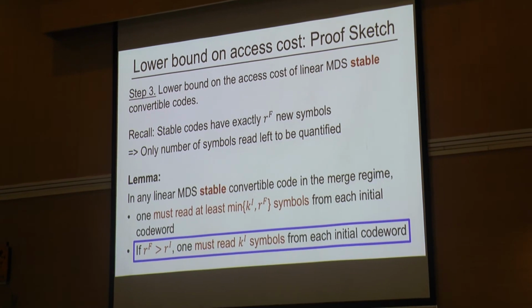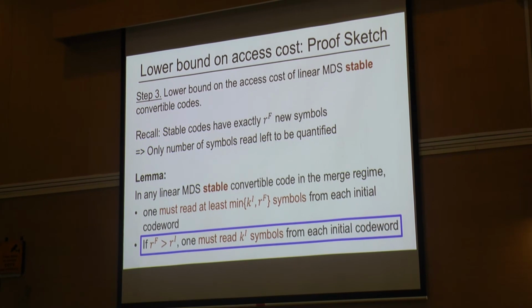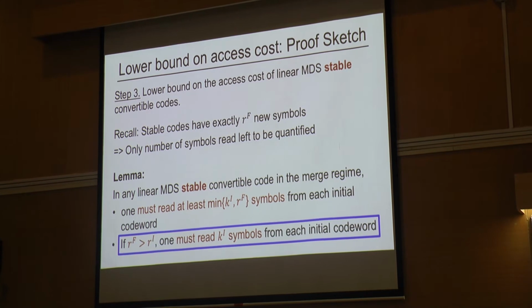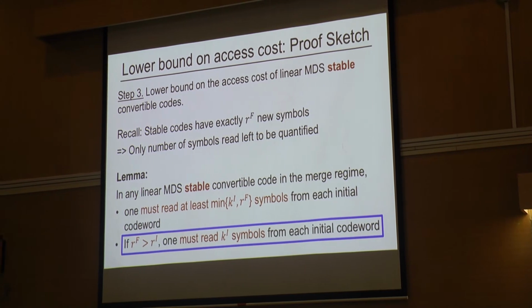In the first case, you need to access only min of Ki and RF. If you need to access Ki, then you cannot do anything better than default, right? So if you access all Ki, then it's same as default approach, right? So you need at least lambda times RF. That's what this result is saying, right? So I will later on show you an example of a construction which can do that.